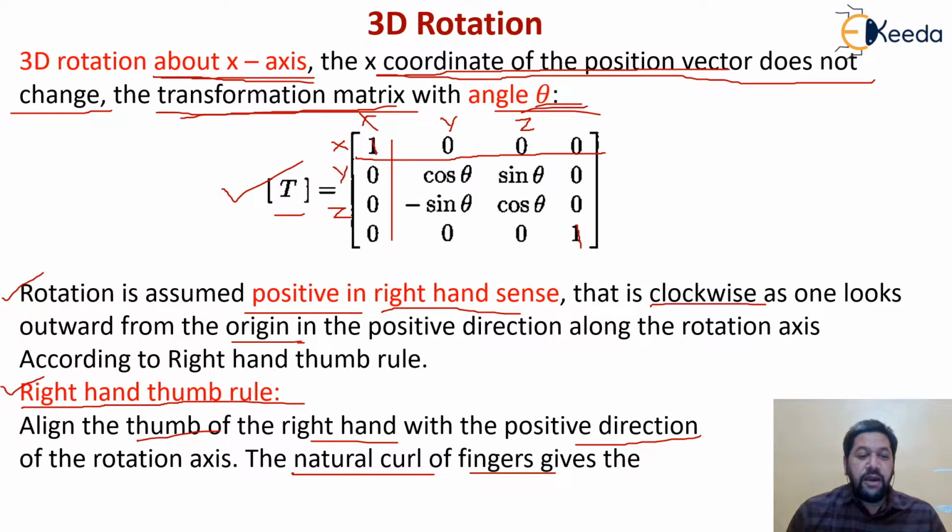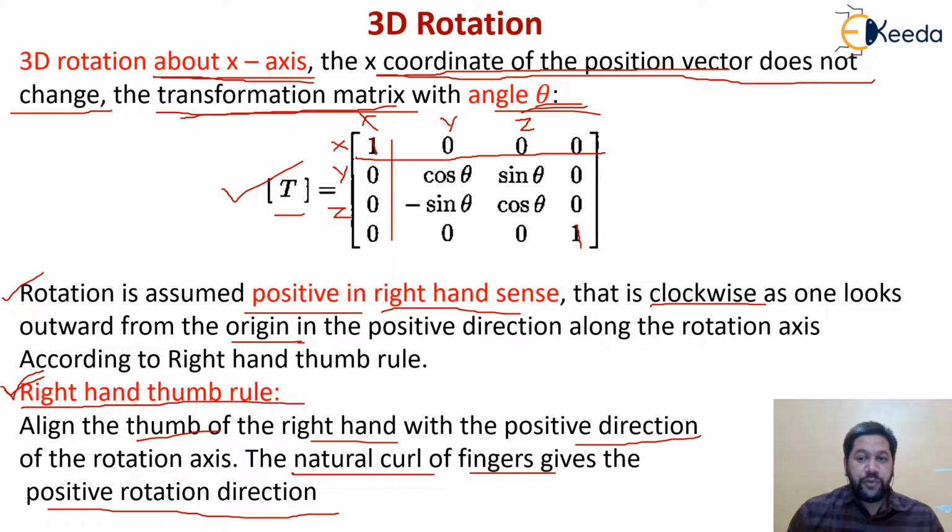You can apply it to any object or a book, and then you can understand what the positive angle of rotation is and what the negative angle of rotation is. All of these depend on the right hand thumb rule. Align the thumb of the right hand with the positive direction of the rotation axis, and the natural curl of the fingers gives the positive rotation direction. Considering this, I am finding my positive. That is why we have written that rotation is assumed positive in a right hand sense.